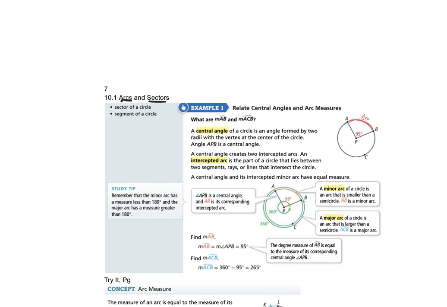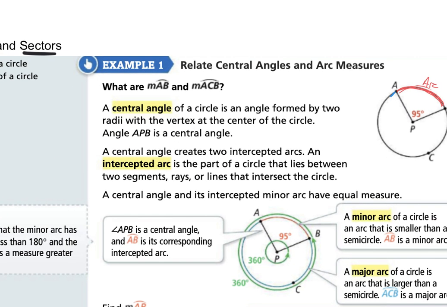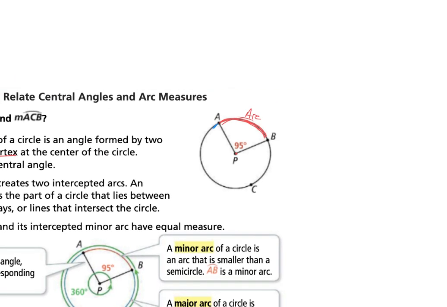So a central angle is an angle formed by two radii with the vertex at the center of the circle. Essentially, if you have the center of the circle and then radii coming out, this is a central angle. Now this angle across here is also a central angle. So we need to indicate which central angle we are talking about.